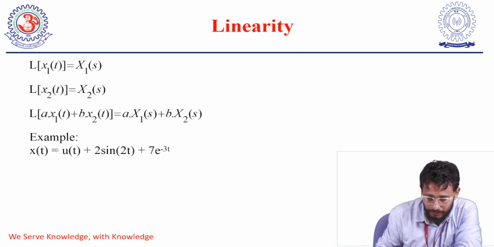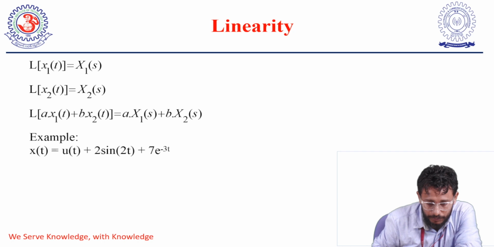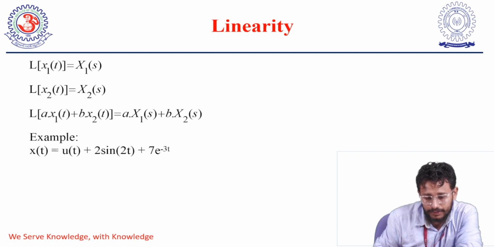Now, for example, let's try to solve this case here. Suppose I have a function x in time domain, which is u of t, wherein this u of t is the unit step input that we have seen earlier, plus 2 sine 2t, plus 7e to the minus 3t. Let's try to solve this. What I mean is, suppose these are three different segments here: first function, second function, third function.